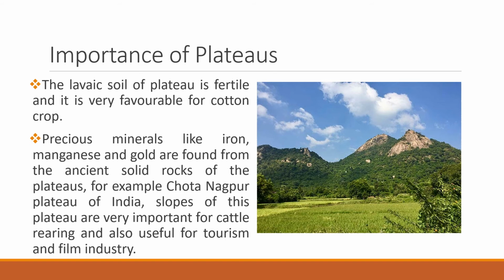Then we have the example of Chota Nagpur Plateau of India. The image which I have given here is of Chota Nagpur Plateau. The slopes of this plateau are very important for cattle rearing and also useful for tourism and film industry. Chota Nagpur Plateau majorly covers the Jharkhand region and the neighboring Odisha and West Bengal. But this region is very important for cattle rearing, as well as due to its scenic beauty, it is useful for tourism and film industry.